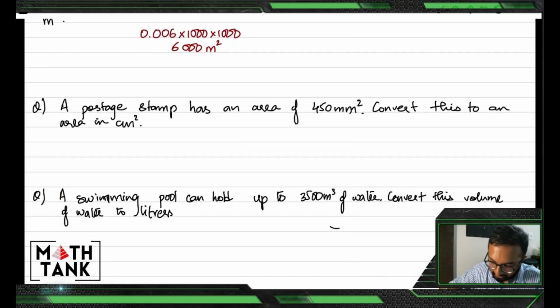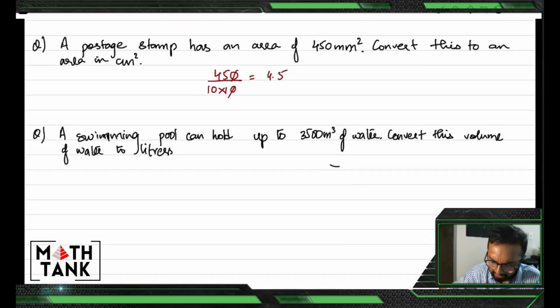Then it says a postage stamp has an area of 450 millimeter square. Convert this into centimeter square. So again, I'm going to divide by 10. I'm going to divide twice. So that gives me 4.5. 45 divided by 10 basically.